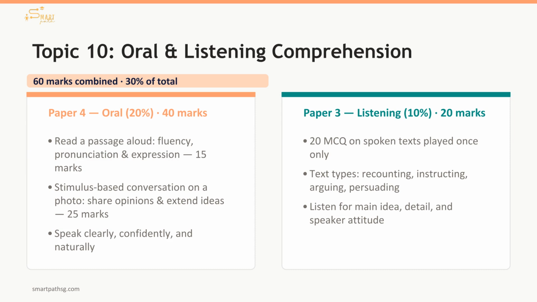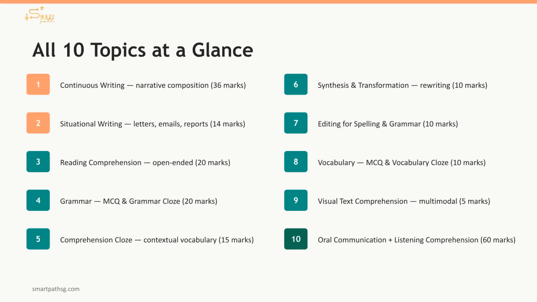Paper 3 Listening is 20 marks of MCQ. Listen for main idea, detail, and speaker attitude. Together, Paper 3 and 4 are 60 marks or 30% of the total exam. Here's your complete checklist, detailing all 10 topics across all 4 papers, including their weightage.